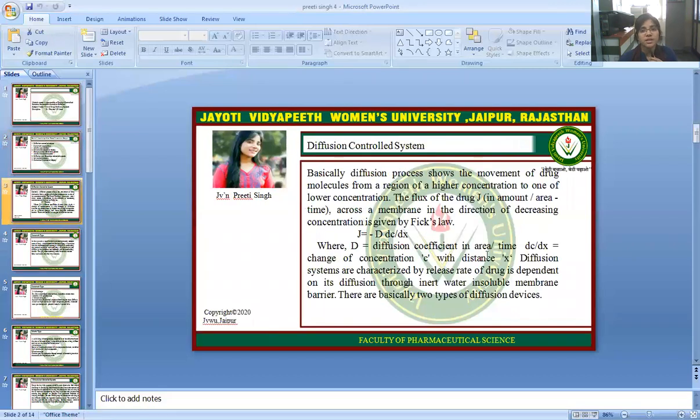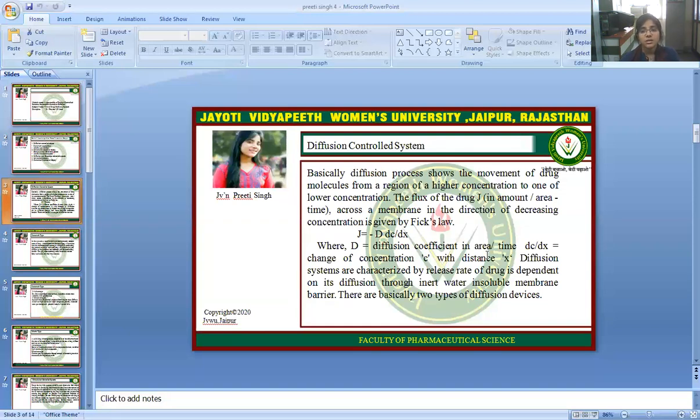Firstly, we discuss the diffusion control system. What is a diffusion control system? Basically, the diffusion process shows the movement of drug molecules from a region of higher concentration to one of lower concentration. The flux of the drug J, in amount per area per time, across a membrane in the direction of decreased concentration is given by Fick's law: J = -D dC/dx, where D is the diffusion coefficient in area per time and dC/dx is the change of concentration with distance x.